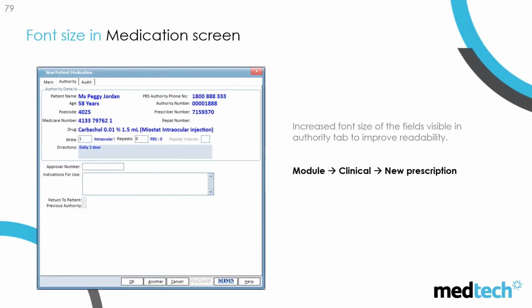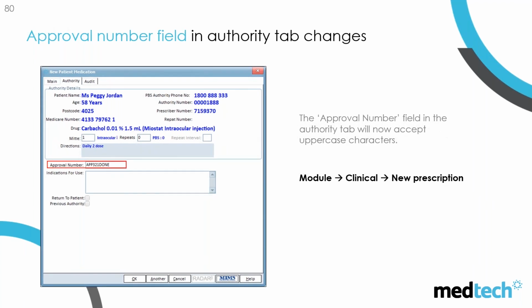Font size. You can see there they've increased the font size of the fields in the authority tab to make it easier for everyone to view. The approval number field in the authority tab under the module clinical new prescription will now accept uppercase characters, which is a good addition. Again, found under clinical new prescription.